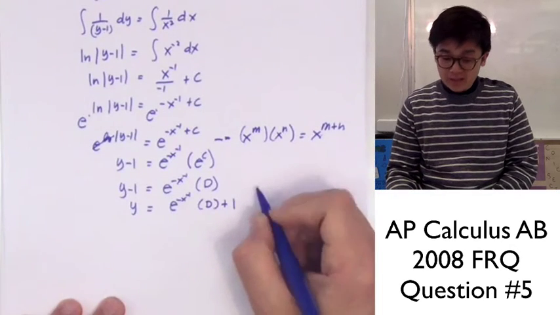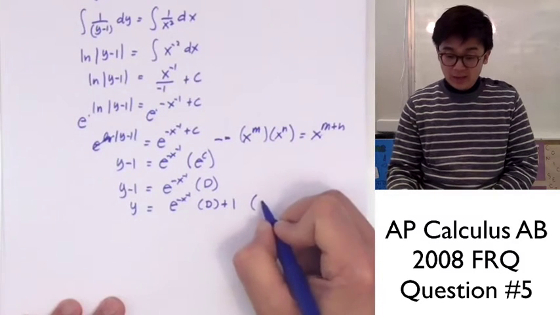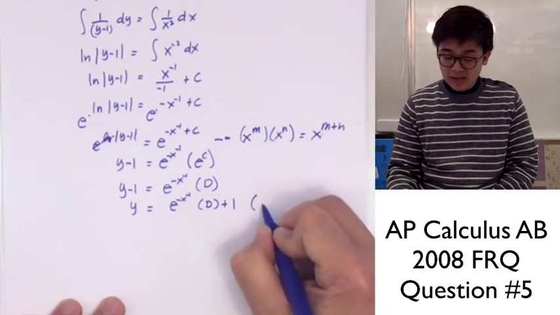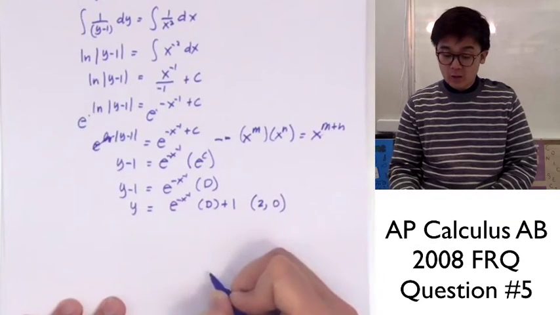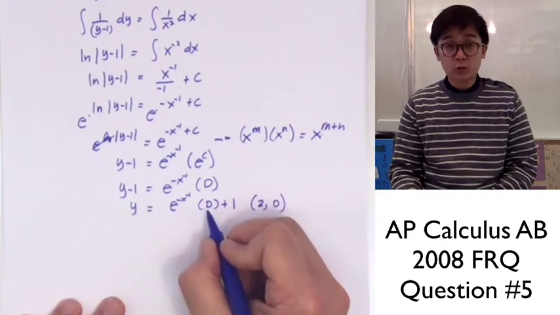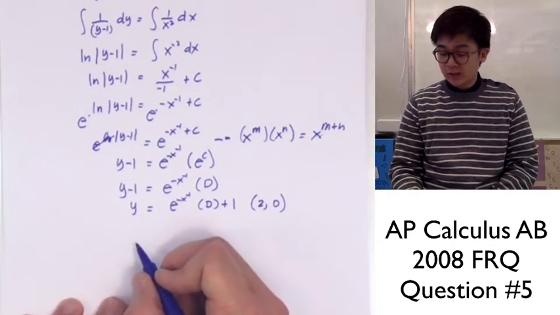Now all we need to do is find the constant d by plugging in the initial condition, which is f of 2 equal to 0. And f of 2 equal to 0 means the x value is 2 and the y value is 0. So by substitution, we'll be able to find the constant d in our differential equation.